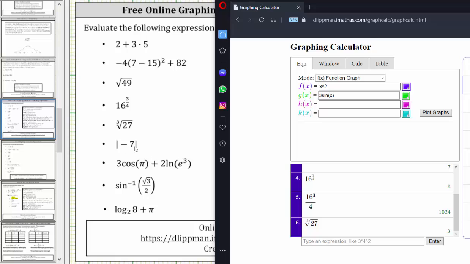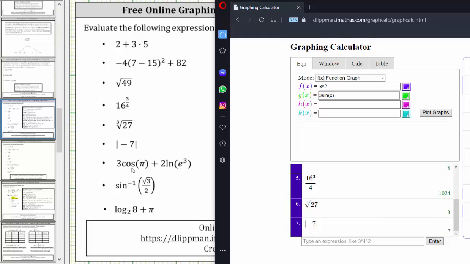Next, we have the absolute value of -7. To enter an absolute value, we type ABS, and then open parenthesis, -7, close parenthesis, and enter. The absolute value of -7 is 7.